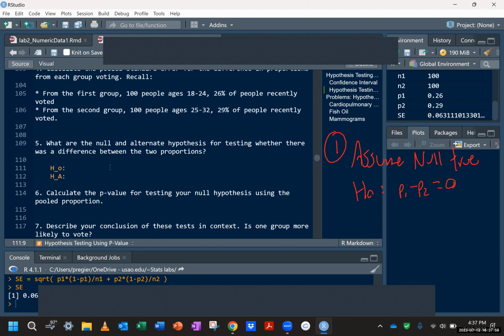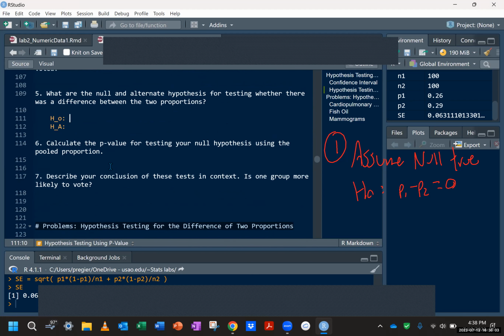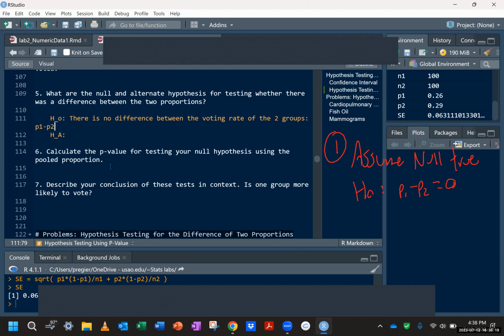So let's find that for this sample. Okay, first, what are our hypotheses? We're going to say there's no difference between the voting rate of the two groups. So in other words, P1 minus P2 is 0. And the alternate would say, yes, there is a difference.